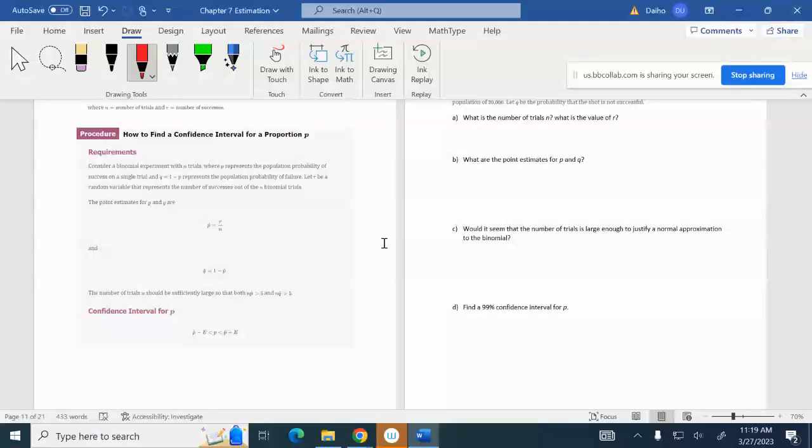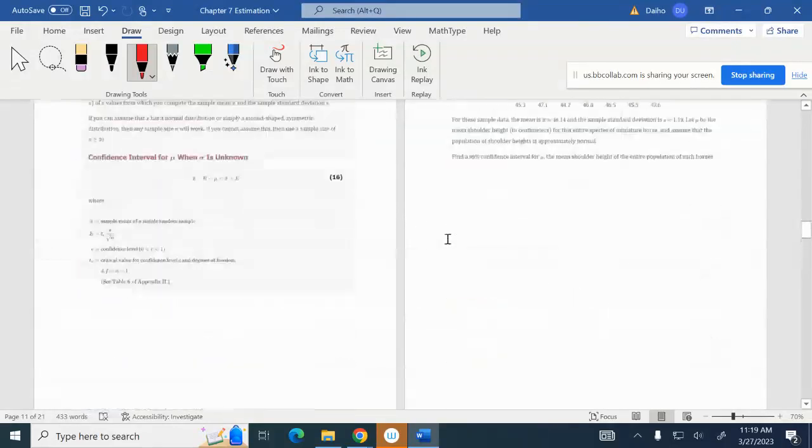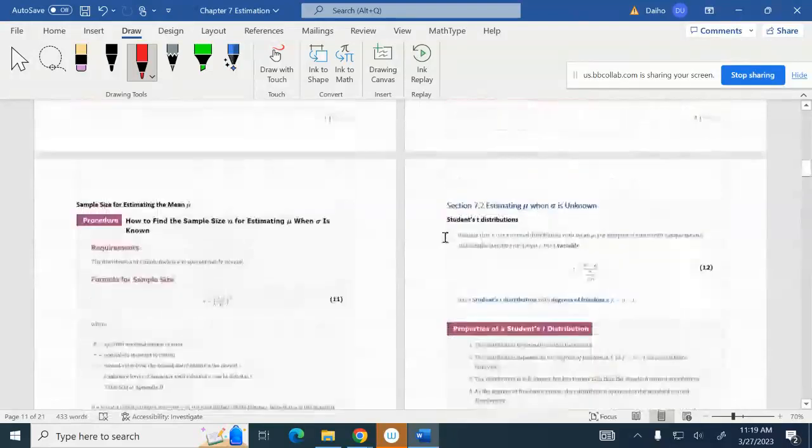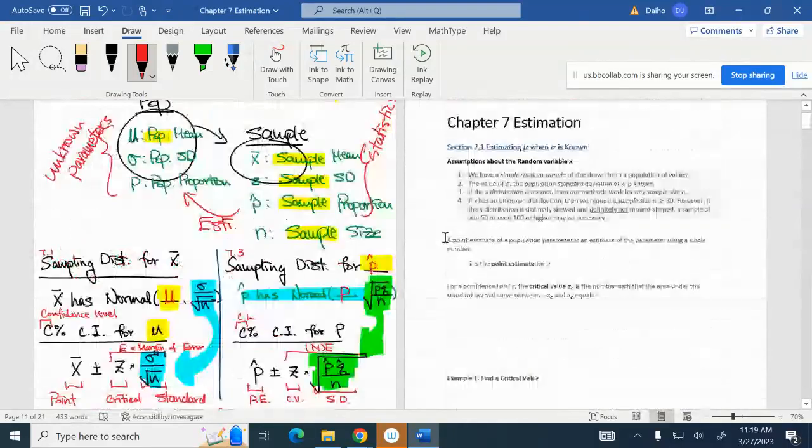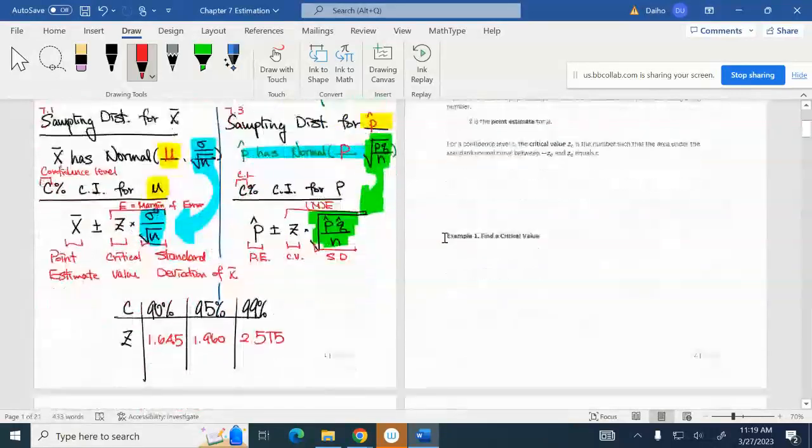I didn't copy and paste here what the E was, but I gave you the E: the Z times square root of p hat q hat over n. So, just to remind you, I just reviewed the two sections. And additionally, we discussed the sample size. I didn't write it here, but we discussed the sample size. Any questions? Do you remember? Okay, good.